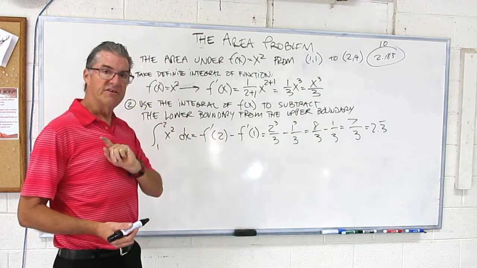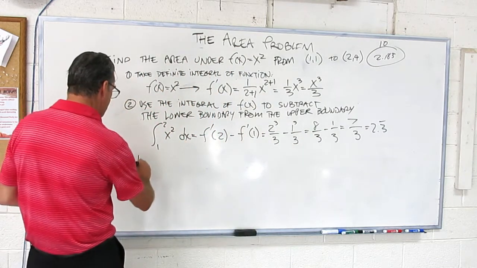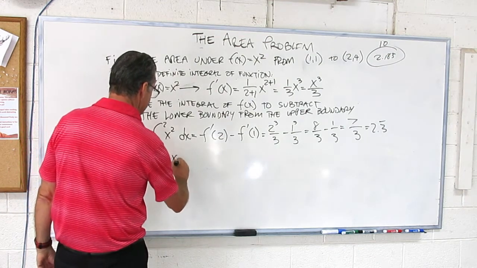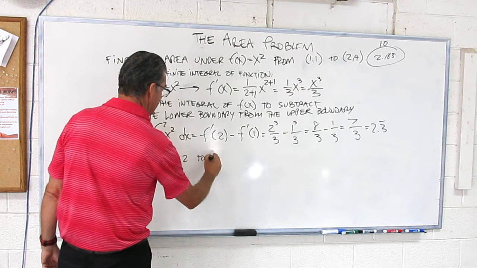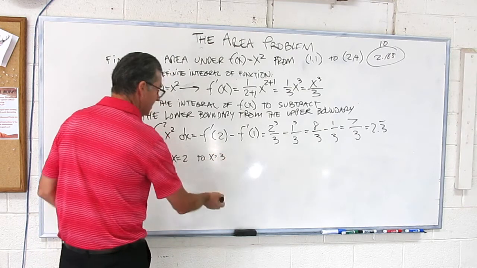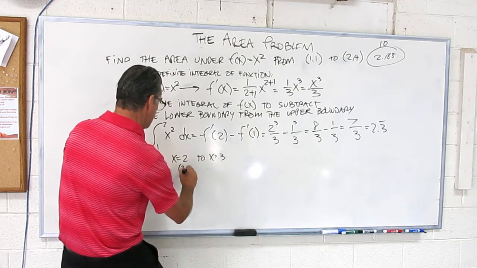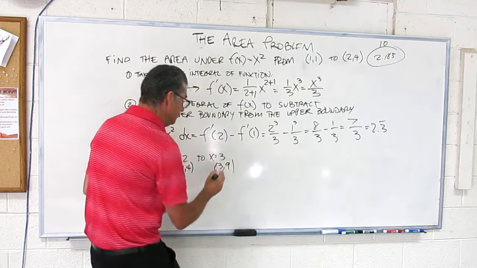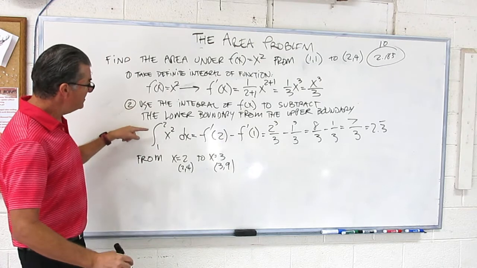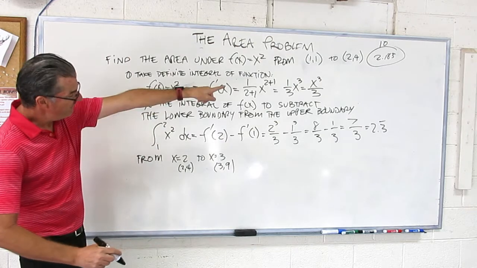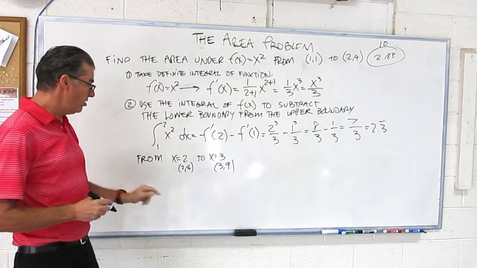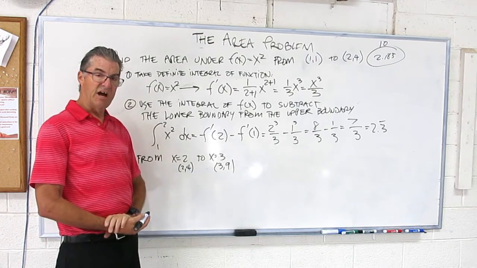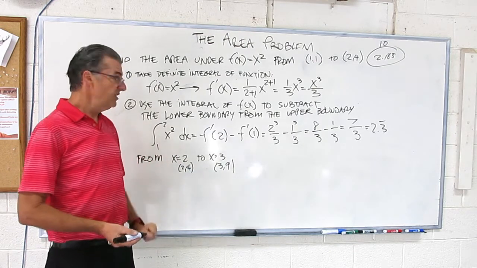So now I'm going to give you one to try. Try it from x equals 2 to x equals 3. And that is the point 2, 4 to the point 3, 9. So go ahead and pause the video and run this calculation on that function to find the area under the curve from the point 2, 4 to the point 3, 9. Pause the video and give that a shot. Okay, so let's see what we get.